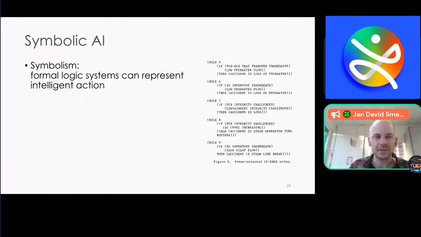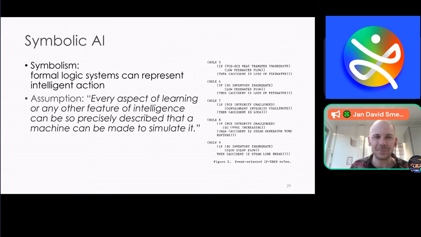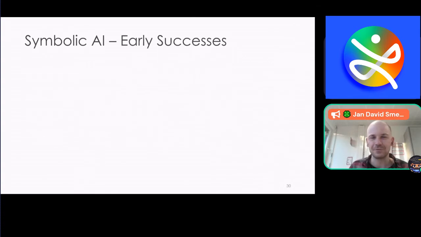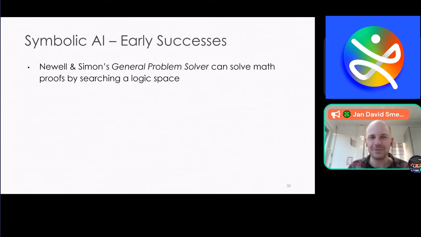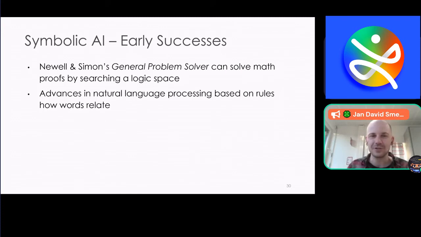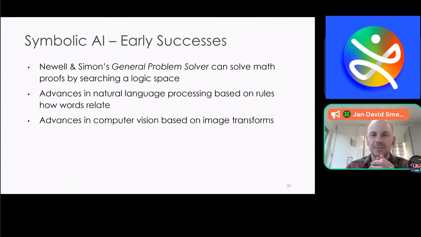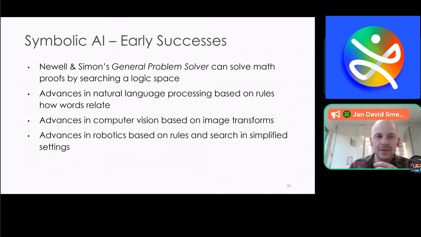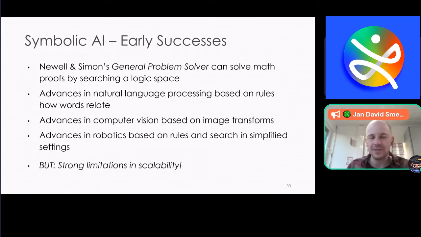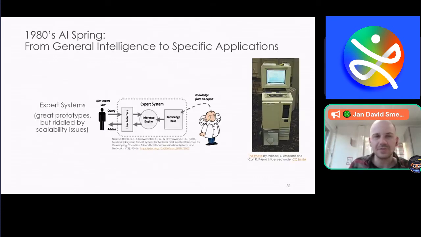Yeah, I want to cut this a little bit short, but we then saw a second wave of AI around symbolic AI. So this idea that formal logic systems can represent intelligent action, which sort of culminated in Lisp machines. And it's beautiful and fun, and you can have some really nice successes with it, doing some math proofs, searching logic spaces. And even in natural language processing, there were some impressive advances at the time. But there are strong limitations in scalability, because somebody needs to write these rules.